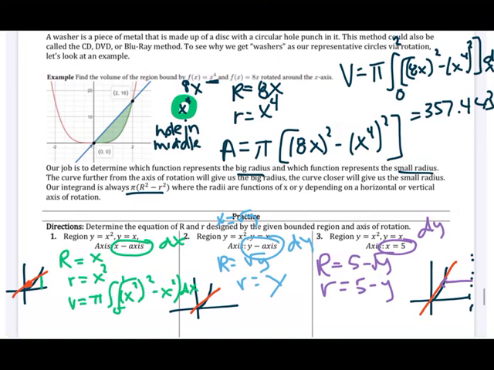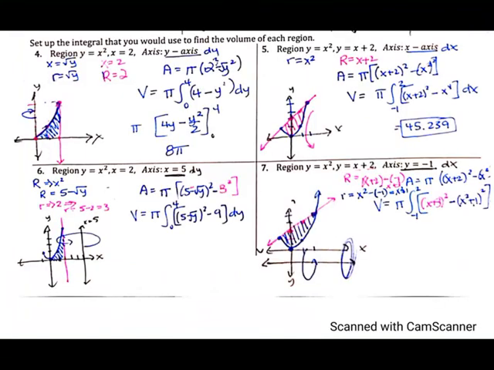And I could set up that integral as pi times the integral from 0 to 1 of big R squared minus little r squared. You can go ahead and pause the video and work through 4 through 7, but there are a lot of examples here. So what I'm going to do is just talk through the key points and you can see the work there as it is with the sketches and how I defined things.